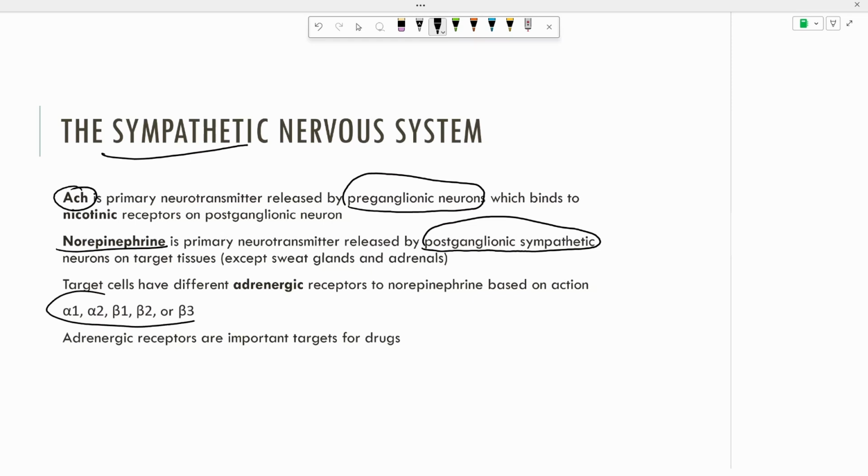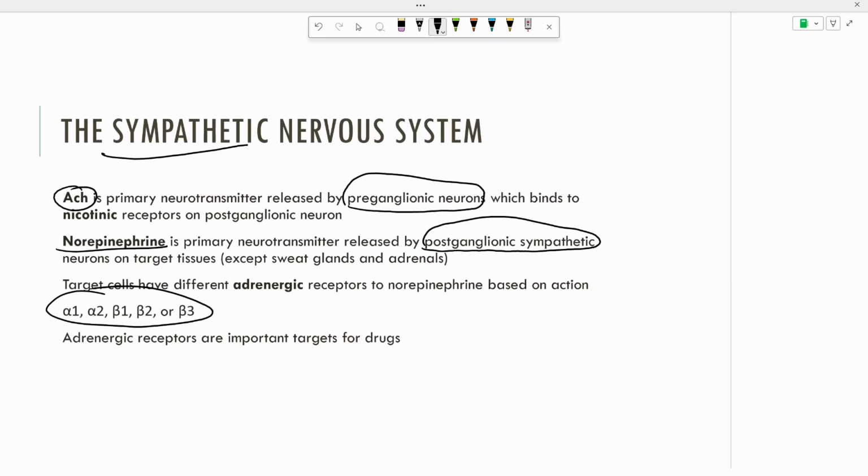So alpha 1, alpha 2, beta 1, 2, and 3, those are the five adrenergic receptors. If you see anything like a beta blocker we give for heart rate, it's going to block the beta receptor. And a beta receptor is what type of receptor? Adrenergic. So what do you think is going to happen if I stimulate the beta receptors? What's going to happen to your heart rate? It's going to go up because it's a sympathetic response. It's an adrenergic receptor. If I stimulate it, the heart rate's going to go up. So if I give someone a beta blocker, I'm going to block that beta receptor, and what happens to their heart rate? It goes down.